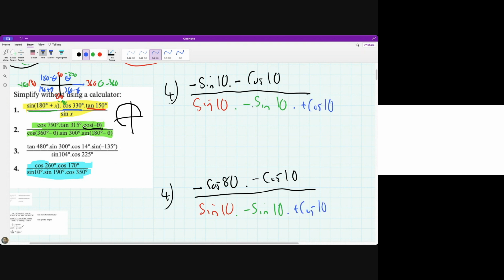Okay, what are we going to do now? Well, over here, we're going to knock out those negatives, which leaves me with a minus on the top and a sine 10 on the bottom. Have I left something out? I don't think I have. Give me a thumbs up if you got the same as me there.